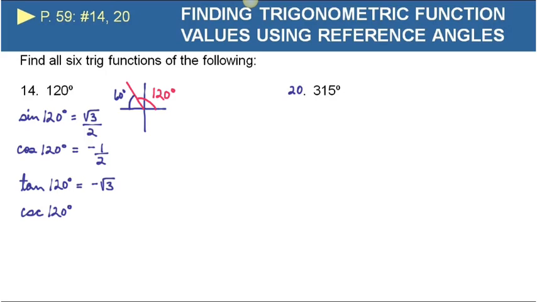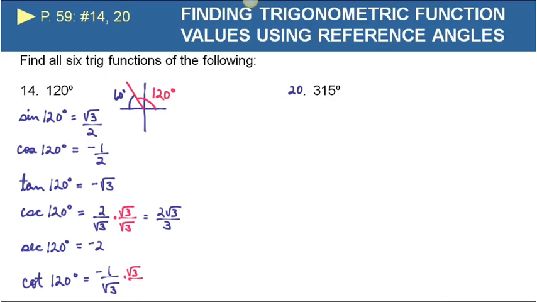Cosecant of 120 will be the reciprocal of square root of 3 over 2. So if you rationalize, you get 2 square root of 3 over 3. Secant of 120 will be the reciprocal of cosine, so that's going to be negative 2. Cotangent of 120 will be the reciprocal of tangent, so that's going to be negative square root of 3 over 3.